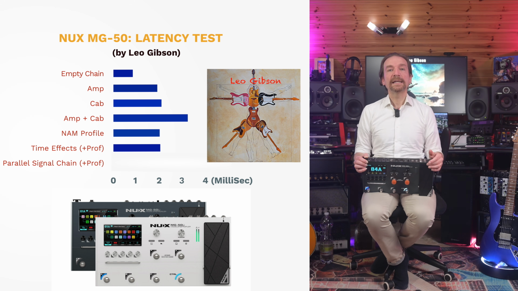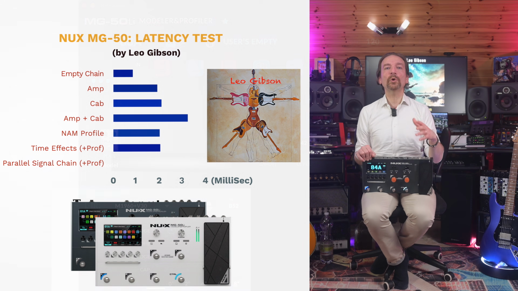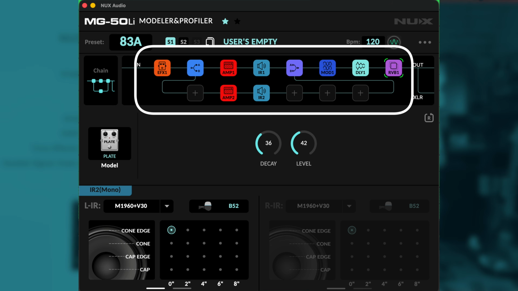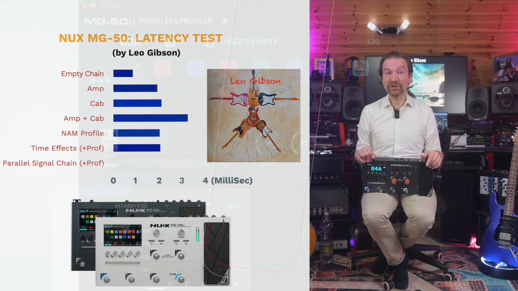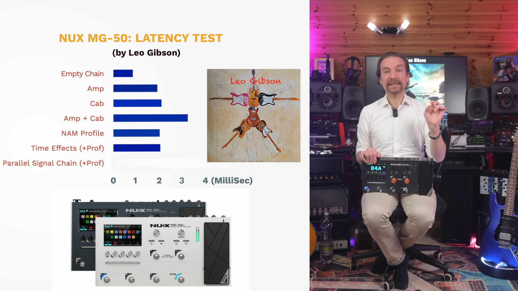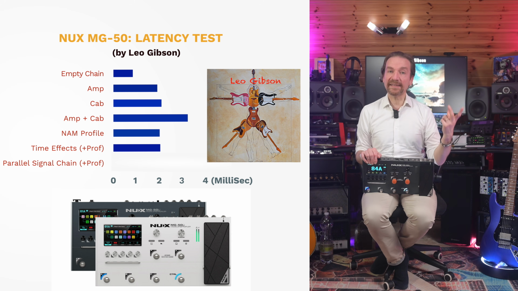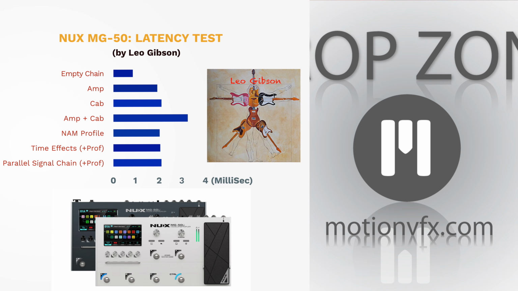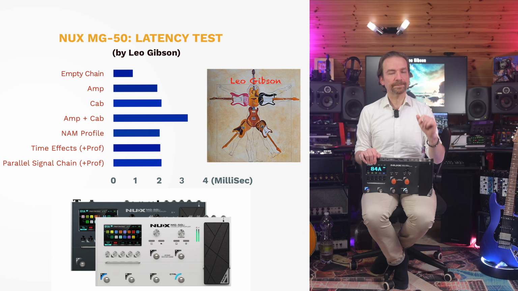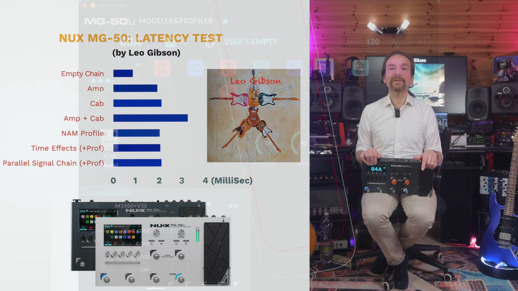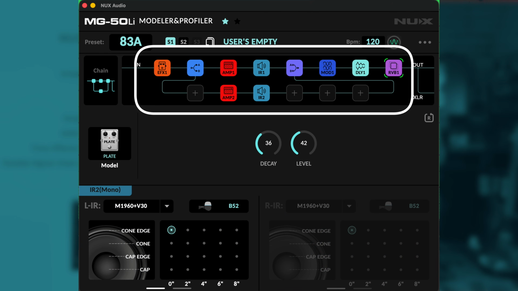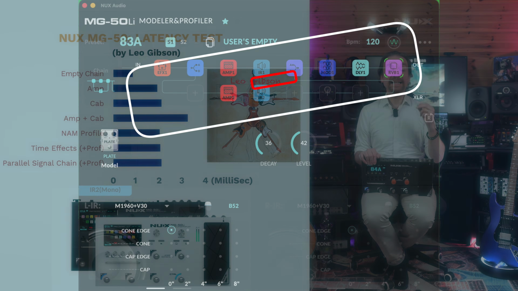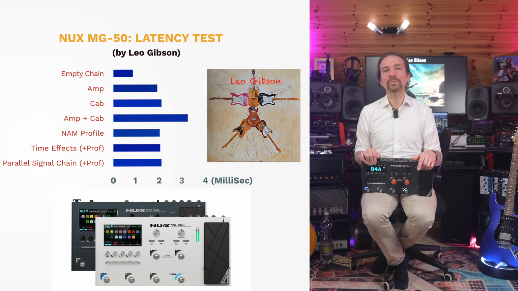Now, as we know, the MG50 allows us to use also parallel chains. Well, if we use a parallel chain with a double amp and cab, the latency is the same as the one with just one amp and cab, which is very good. Here, I would also mention that I have built a pretty complex signal chain with an OD, a dual amp with stereo IR, and then a modulation, delay and reverb, etc. And the latency stays at 3.2 milliseconds.